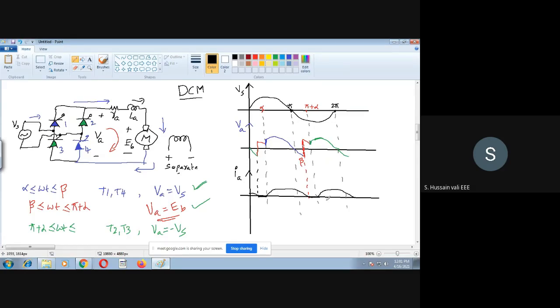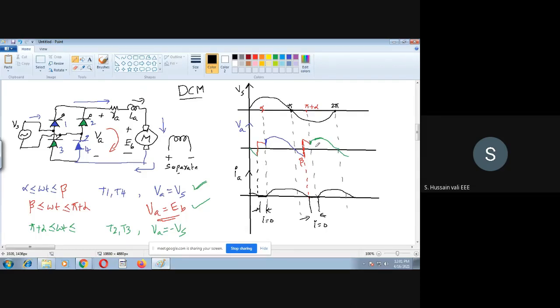So now you see the waveform here. It clearly shows that the current has become zero for this duration from beta to alpha. In this duration, the current is zero. So I is zero here, here also I is zero. So that's the reason we are calling it discontinuous conduction mode. In this discontinuous conduction mode, the current is zero for some duration. Based upon that, we got the output voltage expression here.